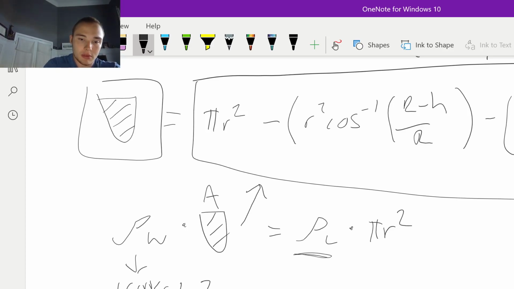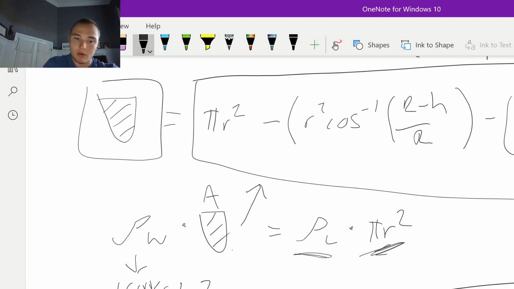So the density of the log is equal to 1,000 times the cross-sectional area under the water level, which is this right here. We have pi r squared minus r squared cosine inverse cosine of r minus h over r minus the square root of 2rh minus h squared times r minus h. And we can divide all of this by the cross-sectional area of the log, which was just a full circle, pi r squared. So we divide this all by pi r squared, and we are done.